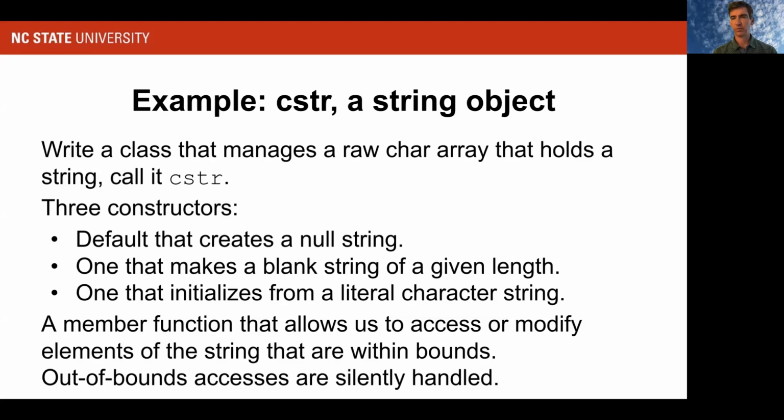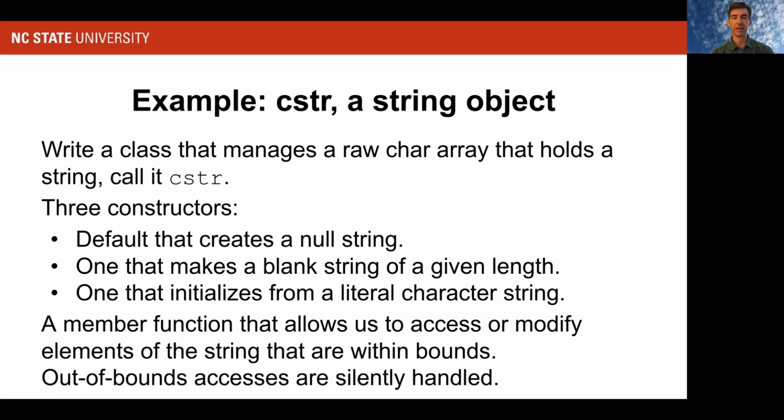All right, now I want to go into another example of an object. We looked at the complex object. We've talked about some things about that object. Let's look at a different object that's a little more sophisticated. A string object. I'll call it cstr. That'll be the identifier, the name, but I'll call it C string in the video so that you know what I'm referring to.